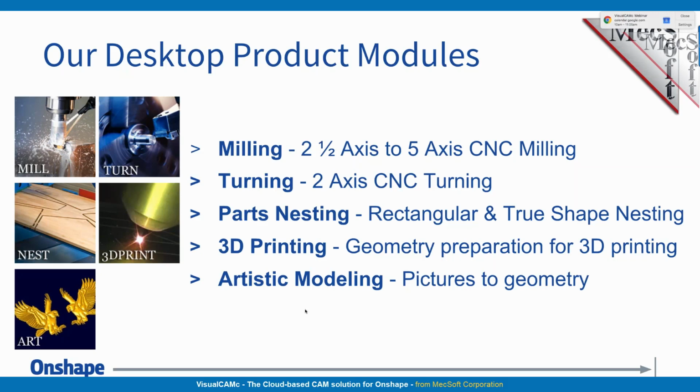As far as our product modules and technologies in our CAM products, milling, of course, is our bread and butter, our flagship technology. We have 2.5 axis all the way up to 5 axis continuous CNC milling represented in all of our desktop products. Turning, we have 2-axis CNC turning as well. And then in selected products like RhinoCAM and the standalone VisualCAM, we have parts nesting and also mesh processing and 3D printing, as well as artistic modeling components. And you can mix and match these when you buy our desktop products.